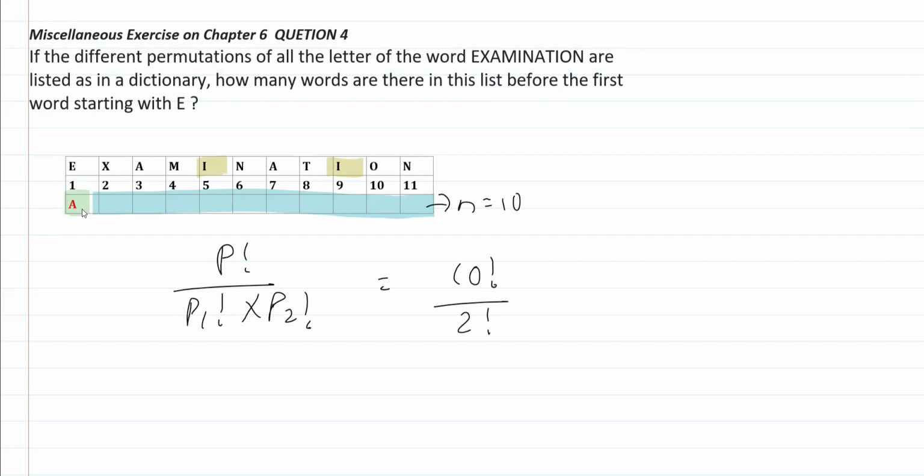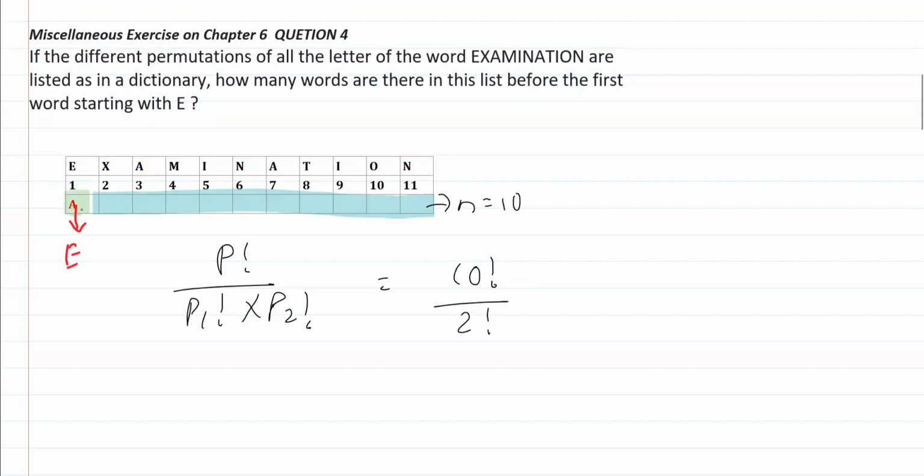Now, as A is exhausted, after A comes B, but there is nowhere B can be seen. So there is no word starting with B. Then comes the order C. There is no C here, right? Then D, there is no D again. Throughout, we can see that there is no D. Therefore, the next word will start with the letter E. That means fixing E at this place.